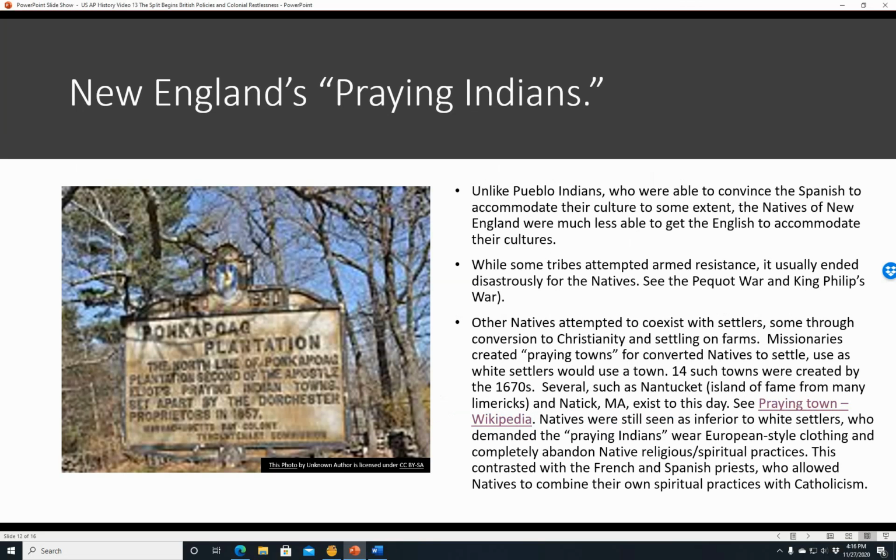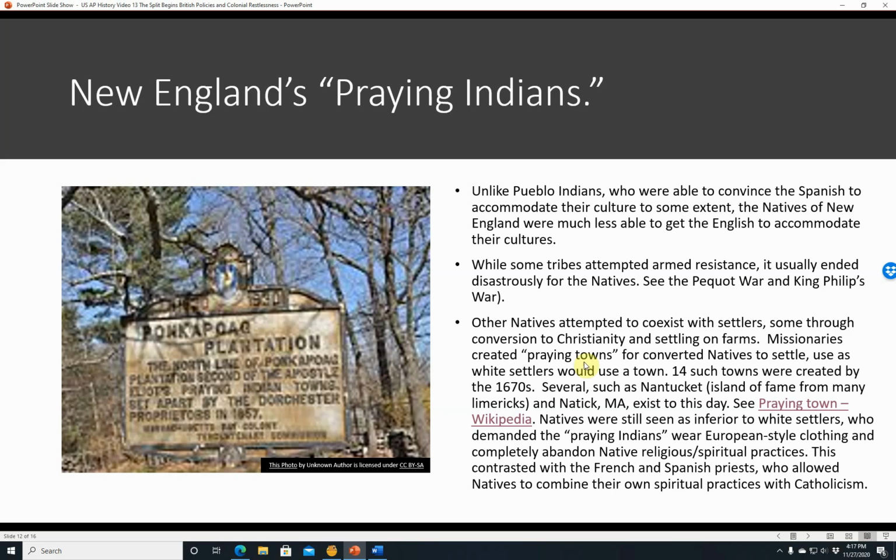Unlike Pueblo Indians, who were able to convince the Spanish to accommodate their culture to some extent, the natives of New England were much less able to get the English to accommodate their cultures. While some tribes attempted armed resistance, it usually ended disastrously for the natives. See the Pequot War and King Philip's War. Other natives attempted to coexist with settlers, some through conversion to Christianity and settling on farms. Missionaries created praying towns for converted natives to settle and use as white settlers would use a town. 14 such towns were created by the 1670s.